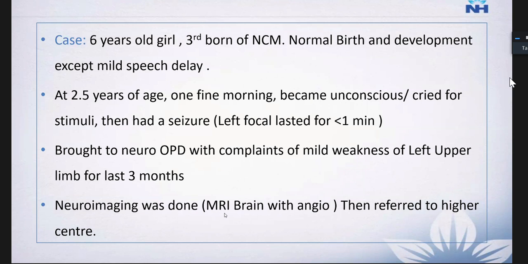The peri-wrinkle sign and peripheral cyst. Okay, that I'll show you on the images.